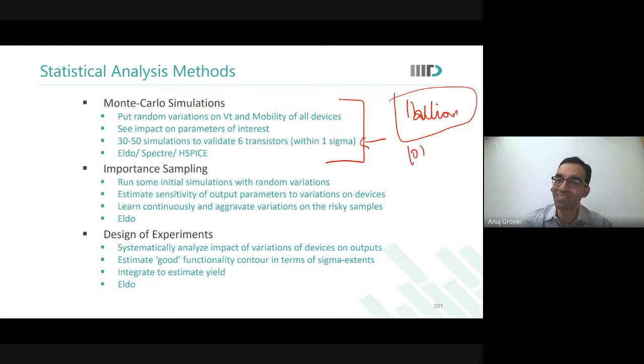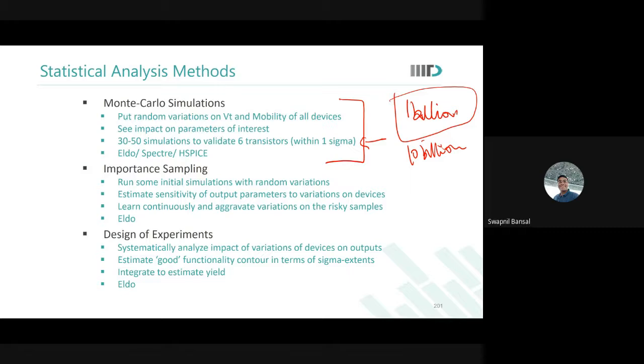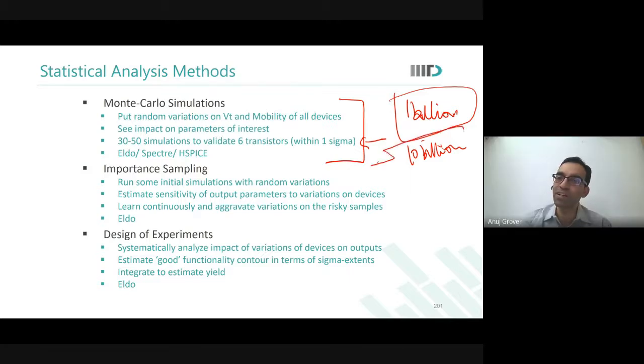10 billion. How many Monte Carlo simulations do you run right now? 100 maximum. So can you imagine what kind of time and energy it would take to run 10 billion simulations to see if your system is robust or not?